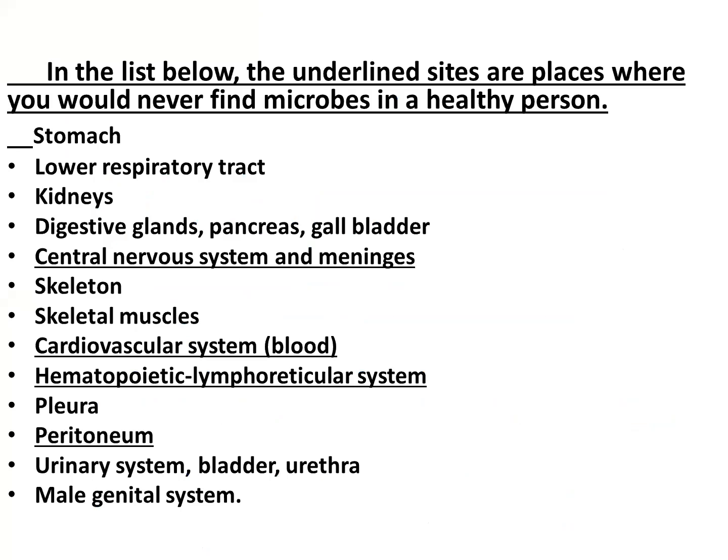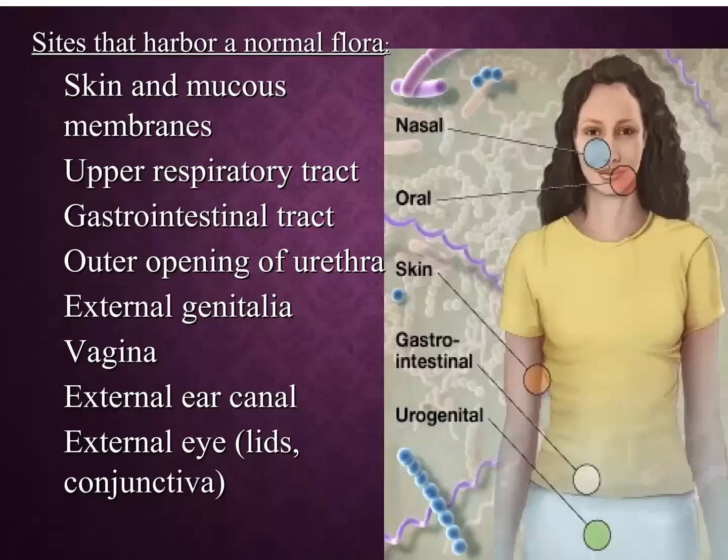The sterile sites are places where we never find microbes in a healthy person, like the stomach, lower respiratory tract, kidney, digestive glands, pancreas, gallbladder, CNS and meninges, skeletal muscles, cardiovascular system, reticuloendothelial systems, peritoneum, urinary system, bladder, urethra, and genital system. These are the sites that do not harbor normal flora.